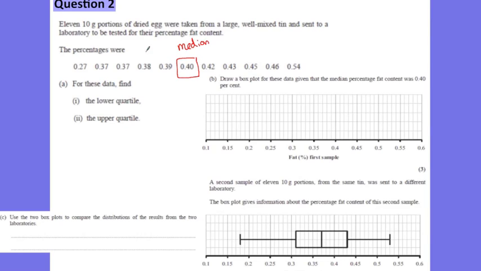We can see that there are 5 values to the left and 5 values to the right. This is the median. To be able to find the lower quartile, we look at the values to the left. The middle value, here, 0.37. This is the lower quartile. Looking here to the right, our middle value is 0.45. This is our upper quartile, Q3. So our answers here are lower quartile, 0.37, and our upper quartile, 0.45.